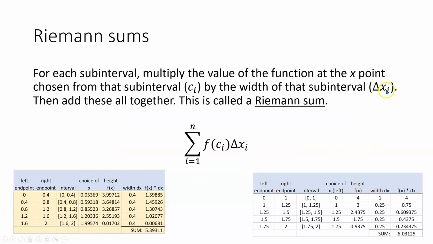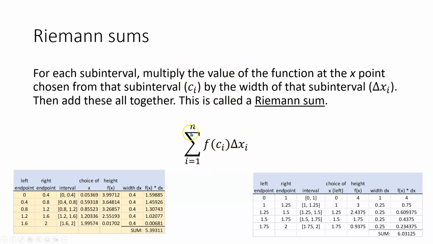Now here I'm using delta x sub i to stand for the width of the ith subinterval. Delta x sub 1 would be how wide the first subinterval is, delta x sub 2 would be how wide the second one is, and so on. And I'm using c sub i to stand for the particular number that you chose from the ith subinterval to plug into the function in place of x. But the notation I'm using is not really important, and different people use different notation here, so don't worry too much about that.